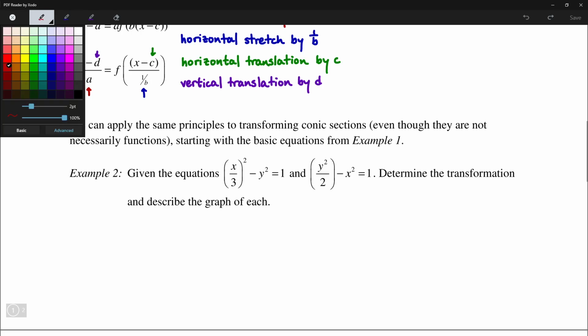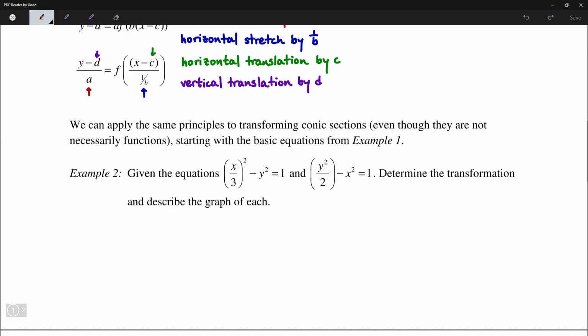In the first equation, x over 3 all squared minus y squared equals 1, we know that the base form of this is x squared minus y squared equal to 1, which is a hyperbola with x-intercepts.